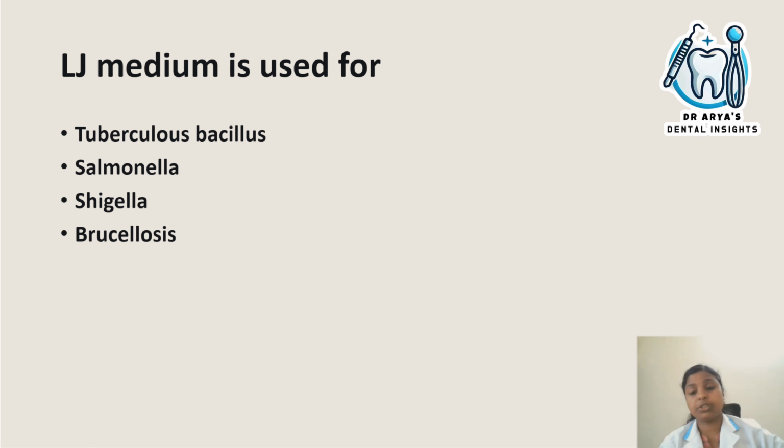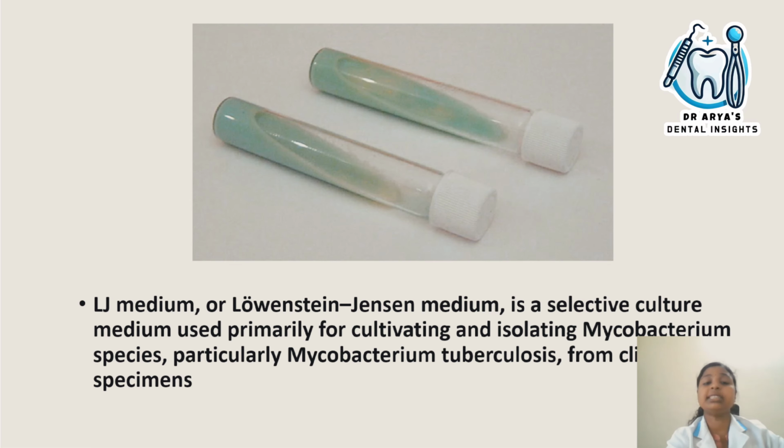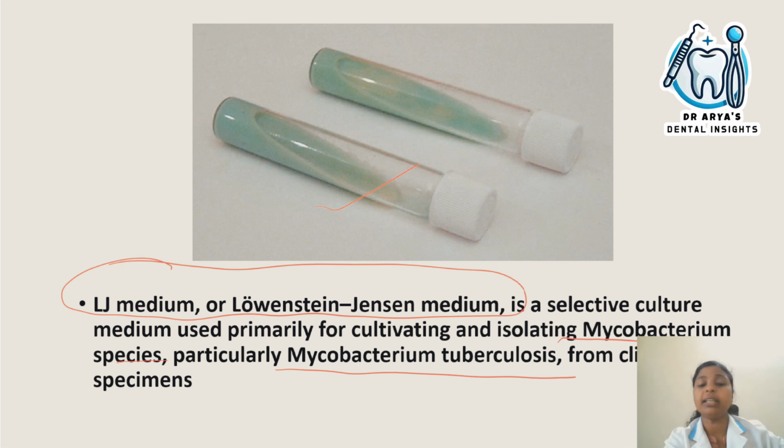LJ medium is used for: is it tuberculous bacillus, or salmonella, or shigella, or brucellosis? So the answer is tuberculous bacillus. This is the LJ medium, otherwise known as Lowenstein-Jensen medium. It is a selective culture medium used primarily for cultivating and isolating Mycobacterium species, particularly Mycobacterium tuberculosis. So the answer is tuberculosis.